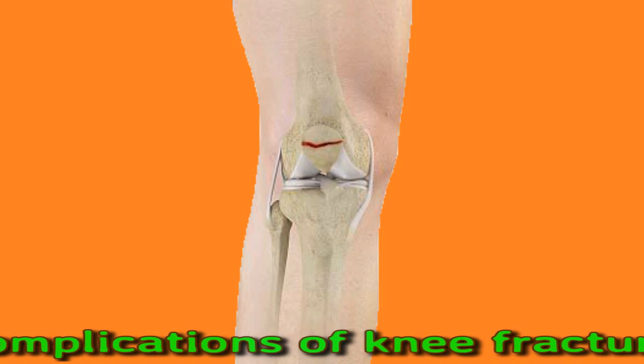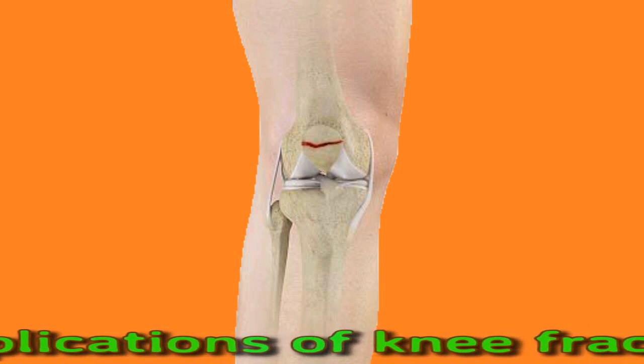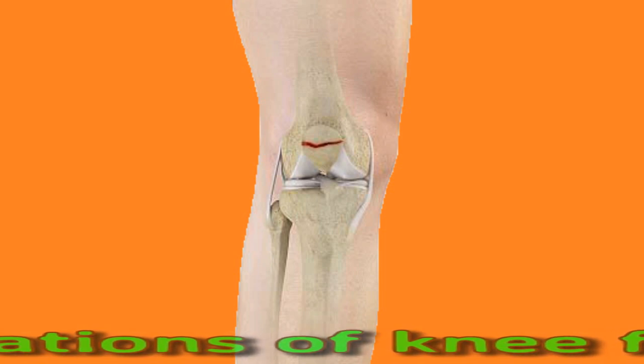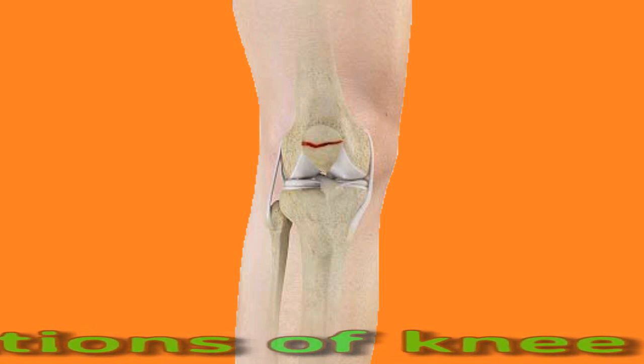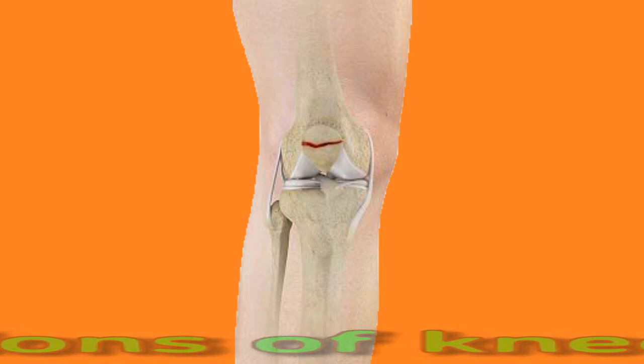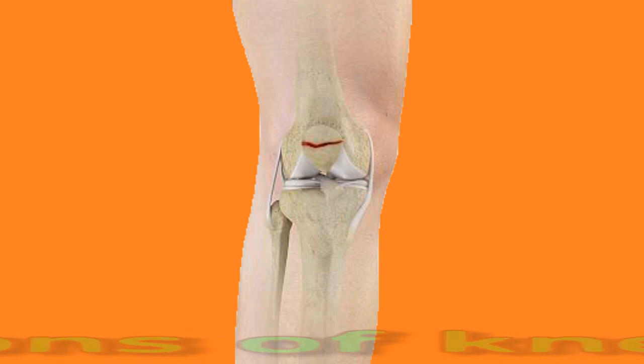Muscle weakness. A knee fracture can injure muscles and other soft tissues around the knee. A person may have permanent quadriceps muscle weakness in the front of the thigh after a fracture. They may also have a reduced ability to bend and straighten the leg.